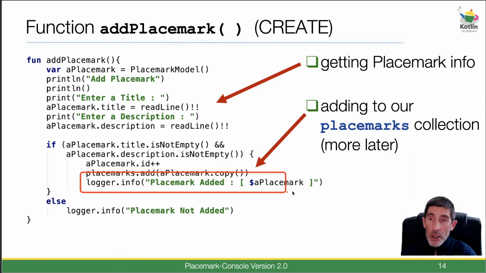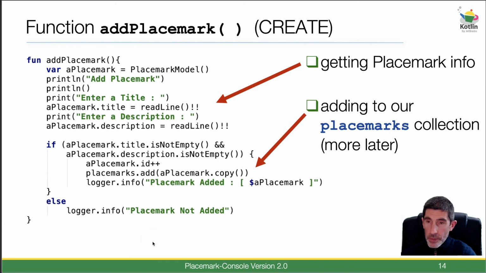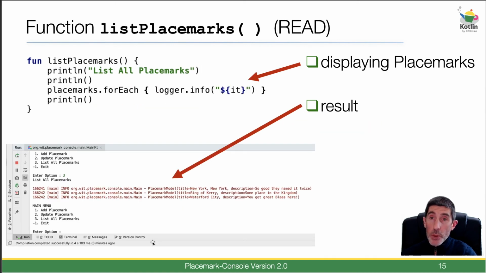We're using our logger. You can see it there just to confirm that the logger was added. Otherwise, we just prompt the user, sorry, placemark not added. Okay, so some basic validation going on there. In terms of listing them off, very, very straightforward. We can say something like this.